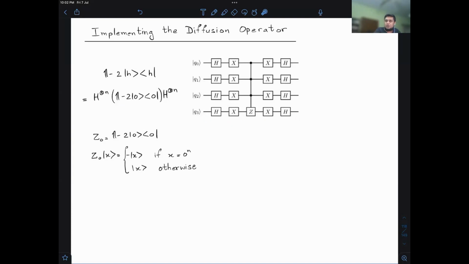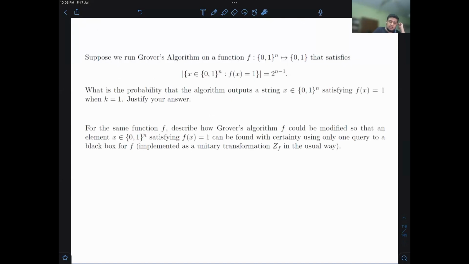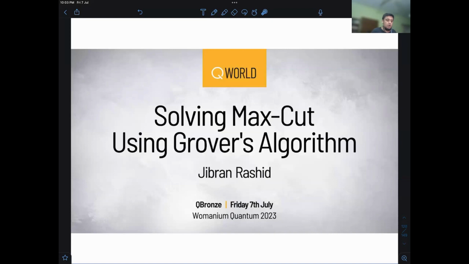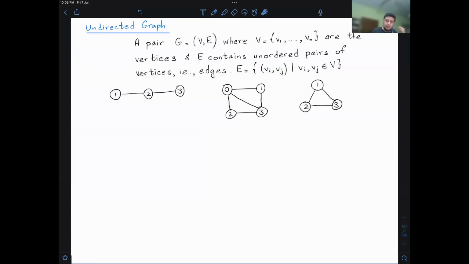Any questions about the circuit representation of the diffusion operator? This way of thinking about how to apply a set of gates to implement this transformation is useful moving forward, when we'll apply Grover to max cut. And that's exactly what we move towards now. As I mentioned, we're not really doing a new algorithm. We are really applying an algorithm to an existing known problem.